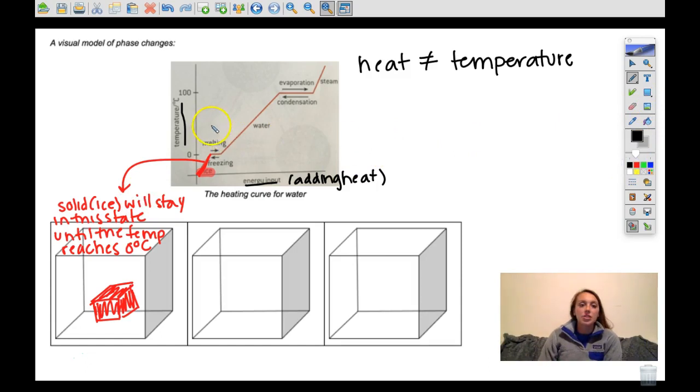Then when we get to 0 degrees Celsius, melting and freezing occur at the same time, which is kind of crazy to think about. So this section right here at 0 degrees, melting and freezing are happening at the same time. And to know which direction we're going in, we have to take the context of the graph. So because I'm adding energy, I know that I'm focusing more on the melting portion of it versus the freezing portion.